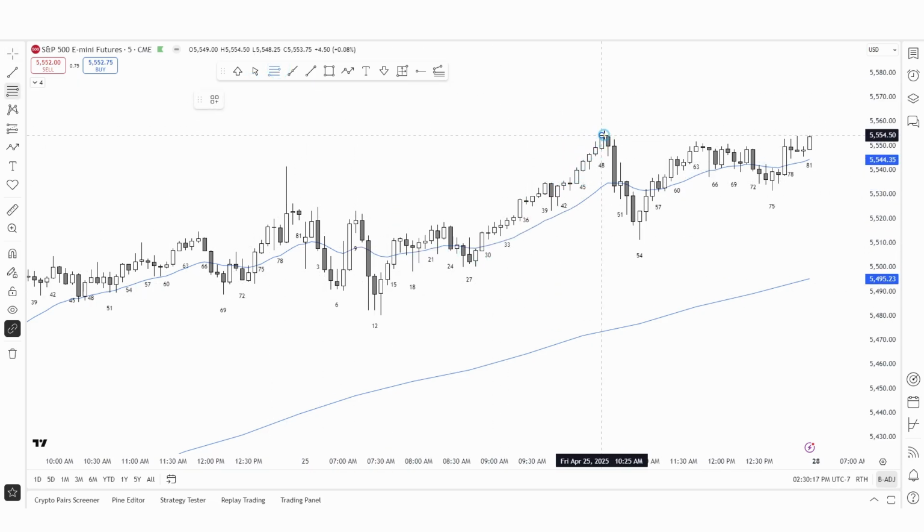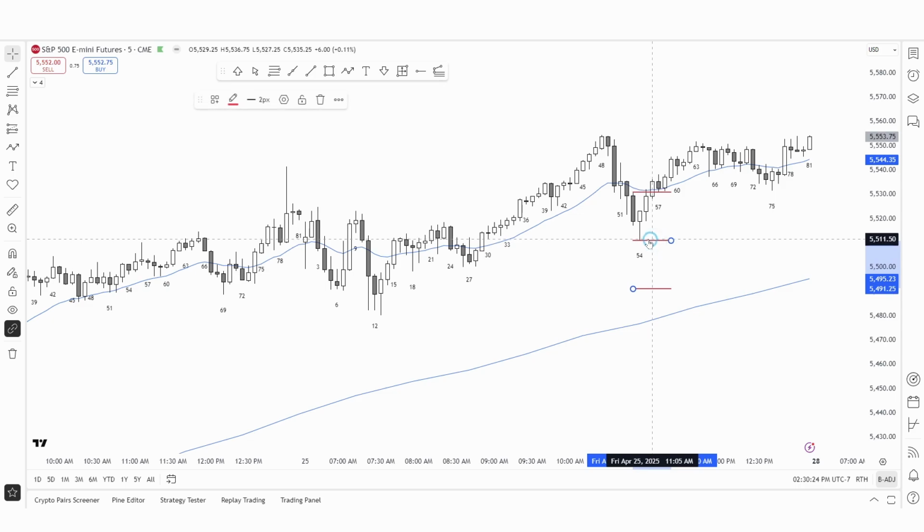1, 2. So here's another. What is that? 6 bars. 1, 2, 3, 4, 5, 6. This is a very deep pullback. You put it here. That's the start of the pullback, or you can put it here and you make your 1R quickly.